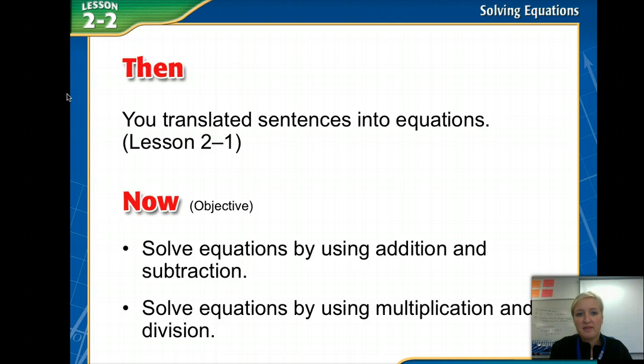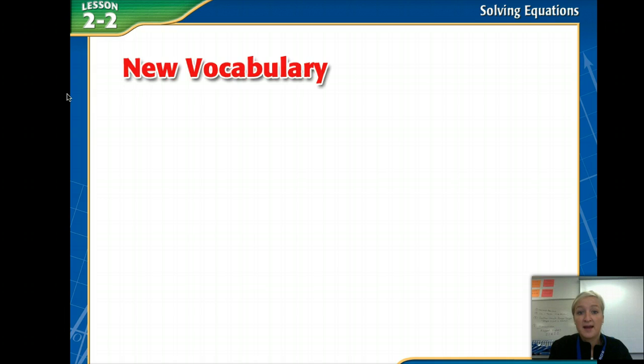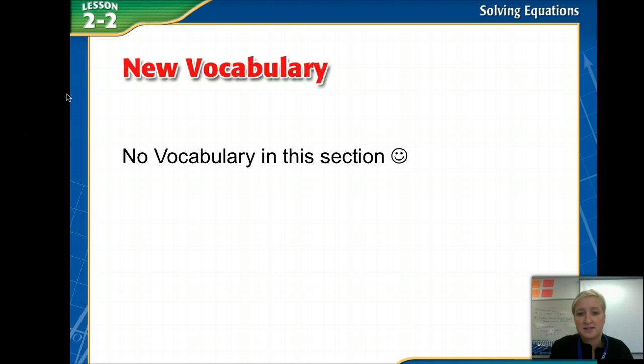Just a quick reminder that if I go too fast, you can always pause the video at any time to make sure you have what's written, or to make sure you have the correct information written in your notes. The next section is vocabulary, and fortunate for you, there's no vocabulary for this section. So let's get started.